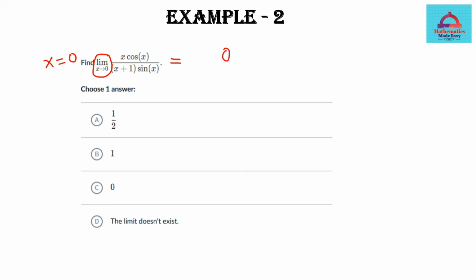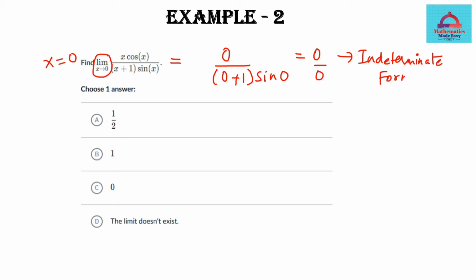So it's going to be 0 in the numerator for sure, because 0 multiplied by any number gives you 0. So here it is 0 plus 1 times sin 0. Again, sin 0 is 0. So this is 0 by 0, which is my indeterminate form. So I'm going to evaluate this indeterminate limit using L'Hopital's rule.